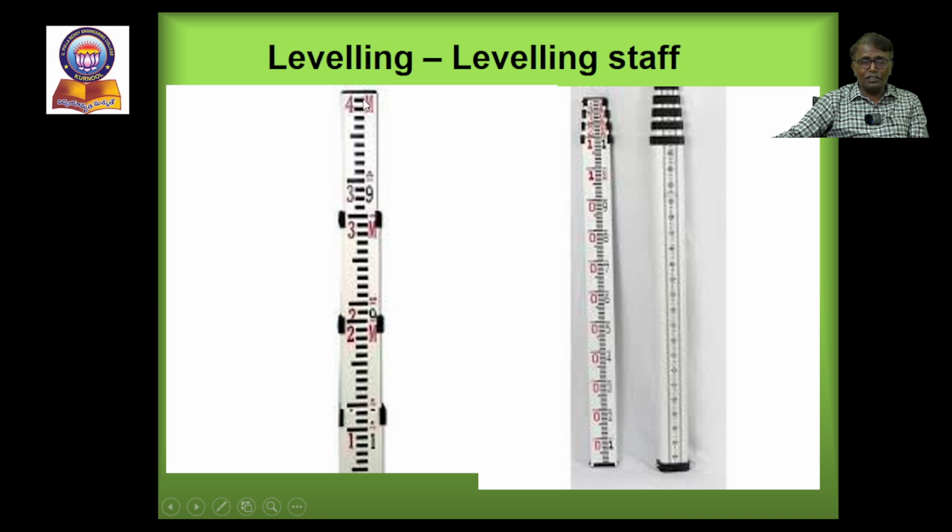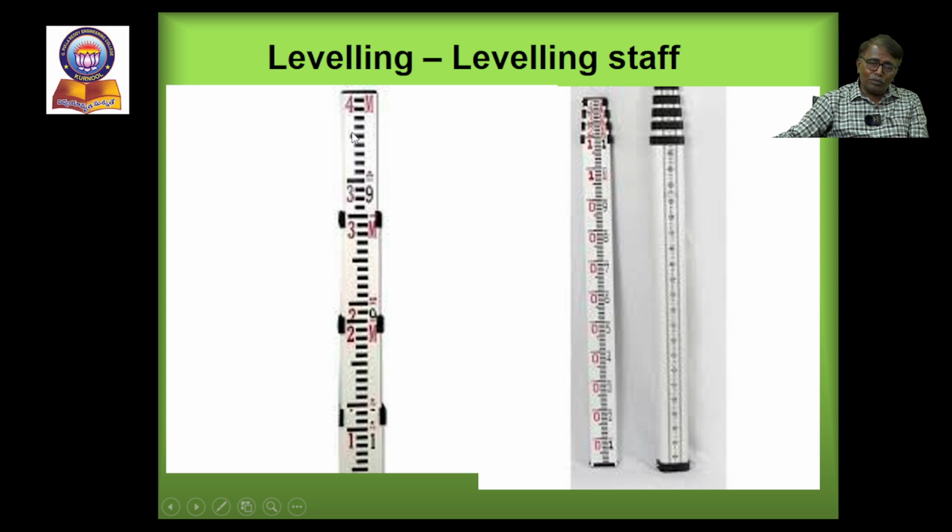That means each 1 meter is divided into 200 equal parts, 100 black and 100 white. Meters are marked with red color and decimeters are marked with black color. So at the end of decimeters, this is 0.8, this is 0.9, this is 1 meter. Here, up to here it is 3.9 meters.